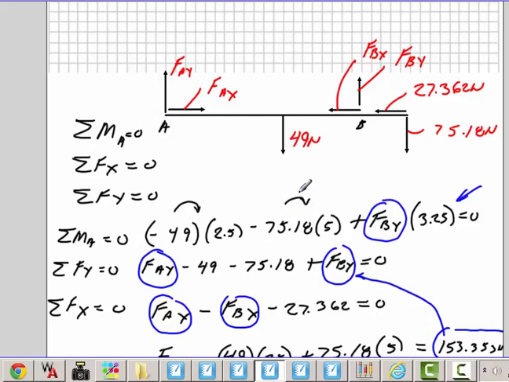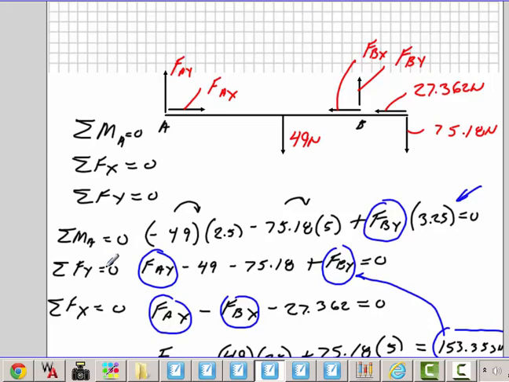I make it negative. The only other forces that could cause a moment are FBX and FAX, and these forces cannot cause moments only because there's no vertical distance away from A. So this vertical distance would be 0. So that's my first equation. I can go right now if I want to and solve for FBY.